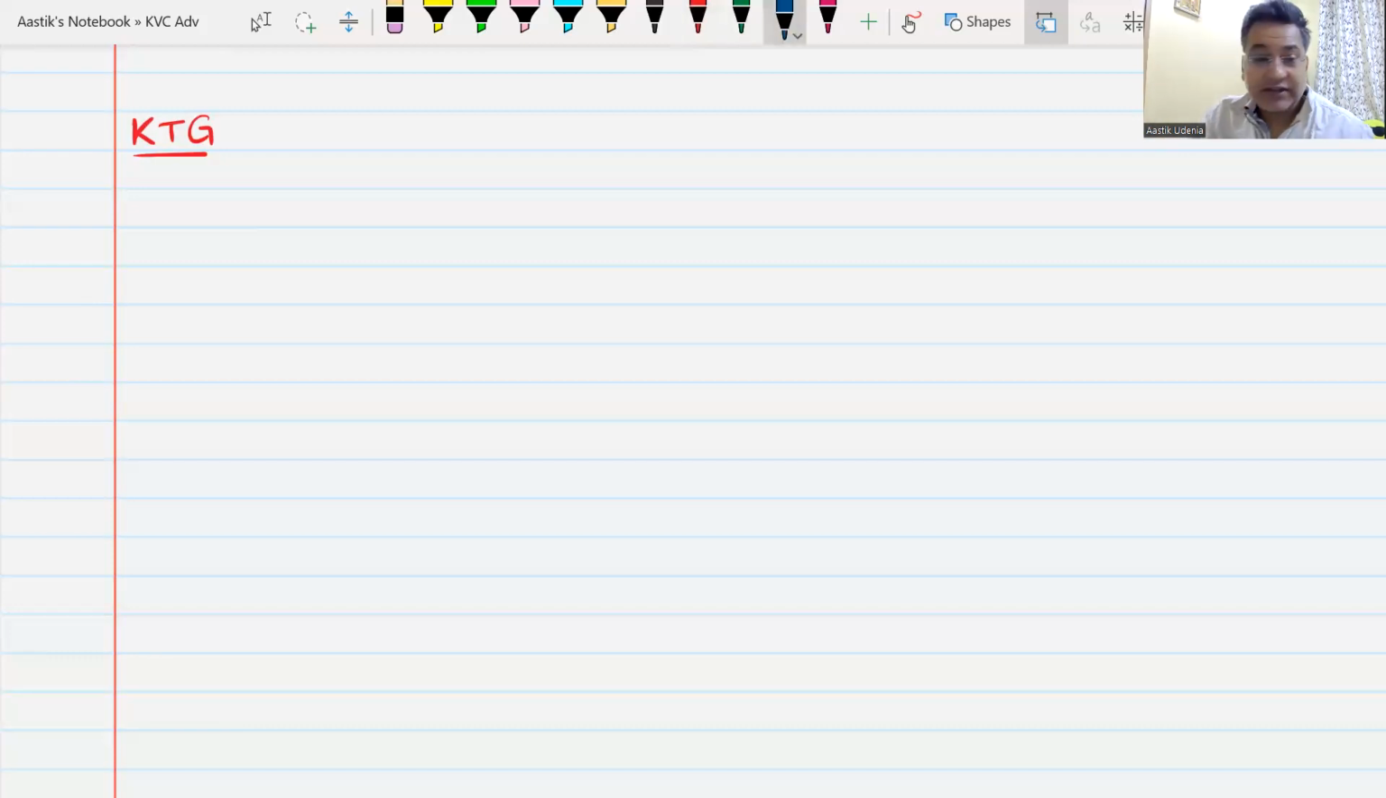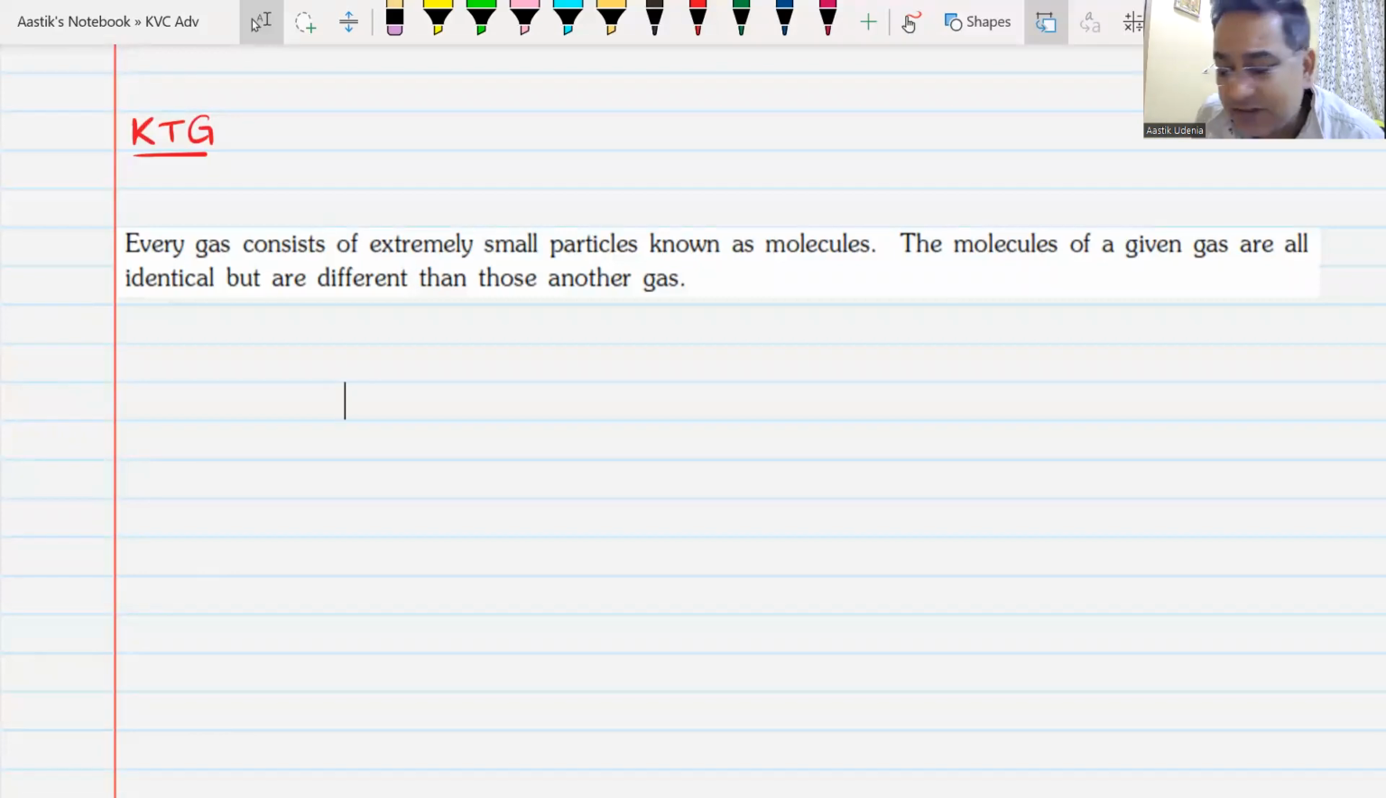What are the basic postulates of this kinetic theory of gases? So we'll start from the very first thing. The first basic concept. First, listen to me, then I'll give you time to write. Every gas consists of extremely small particles known as molecules. The molecules of one gas are same, but the molecules of different gases are different.